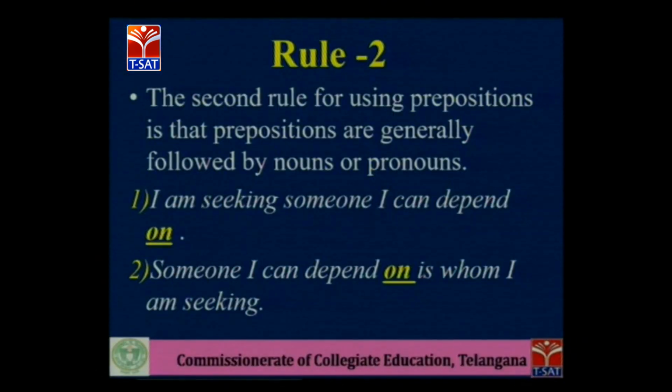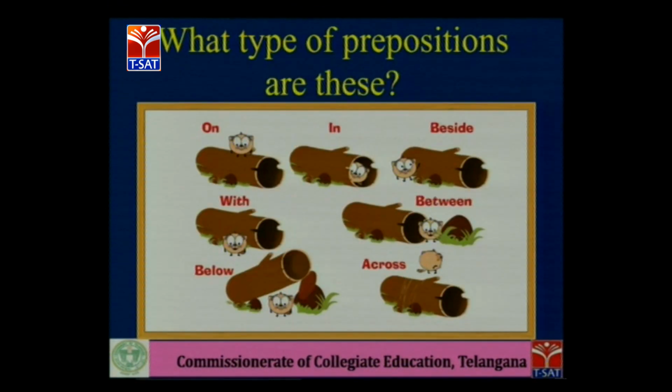So the second rule for using prepositions is that prepositions are generally followed by nouns or pronouns. Let's see an example. I'm seeking someone I can depend on. In this sentence, on is a preposition and the sentence is ending with a preposition. To avoid sentences ending with a preposition, we can say that someone on whom I can depend is whom I am seeking. So these are the two rules. And now we'll talk about the types of prepositions.